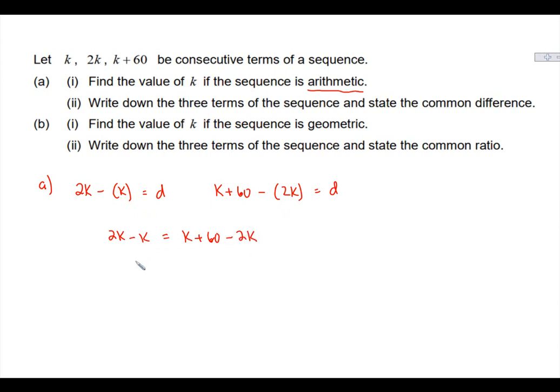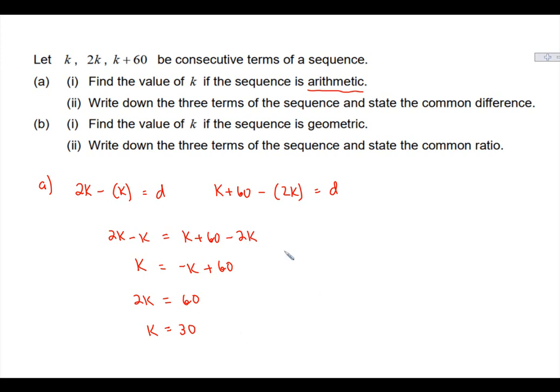On the left here, that'll give us k. On the right, we simplify, that'll give us negative k plus 60. Add k to the other side, we get 2k is equal to 60, so k is going to be 30. And then A2 says, write down the three terms of the sequence and state the common difference.